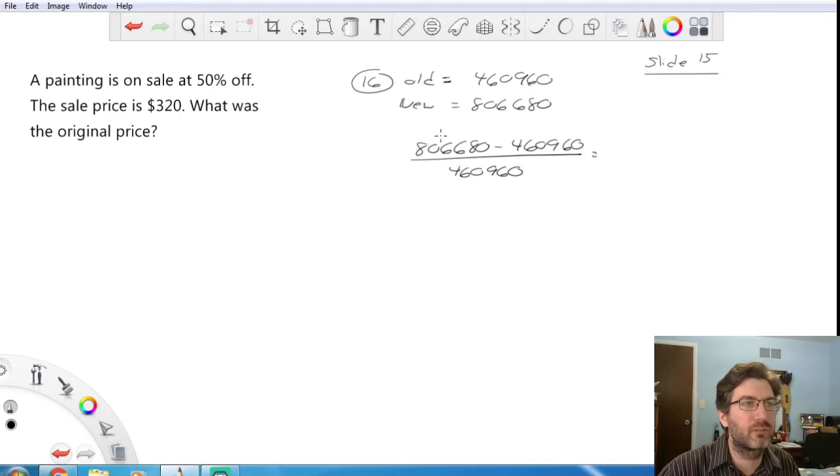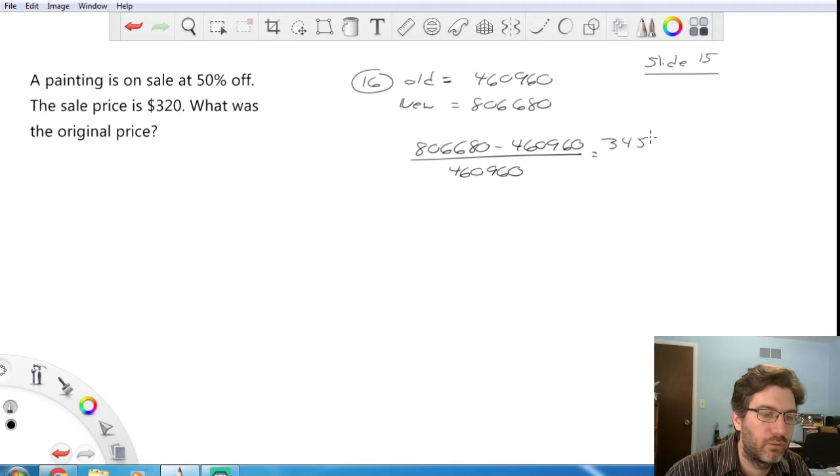Set it up. New minus old. You'll see that this is an increase. You'll see that this is almost doubling, so we should be getting close to 100 here. But that's just putting it in. Subtract your numerators. I'm getting 345,720 divided by 460,960. Divide it out.